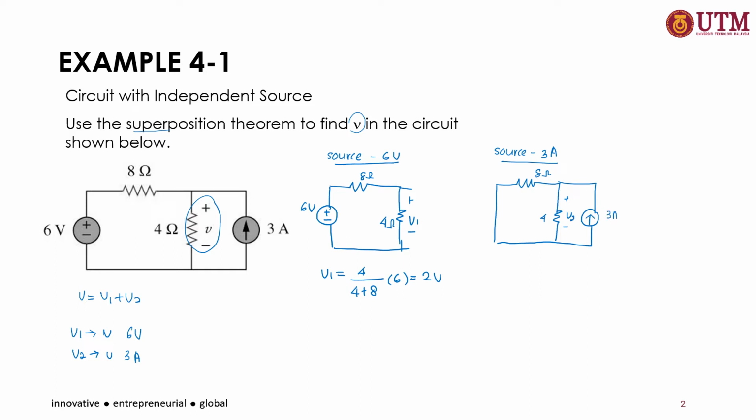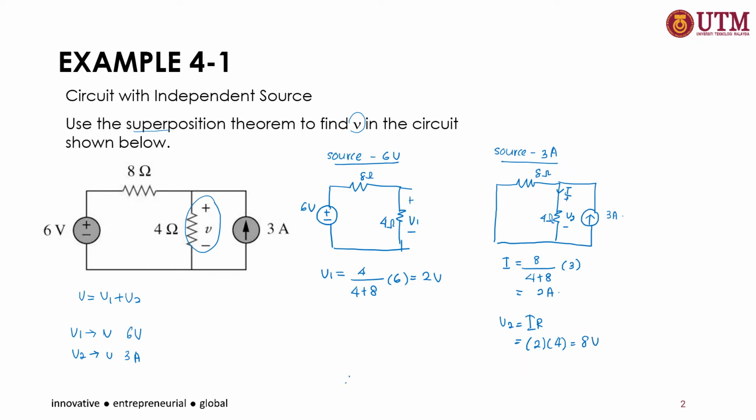This is your 3 ampere. In order to find this V2, first we must find this I. For this I, we can use current division, where I is equal to 8 divided by 4 plus 8 times 3, so you will get 2 ampere. And then V2 is equal to I R, where R is the 4 ohms here. So I is 2 ampere times 4, which is equal to 8 volt.